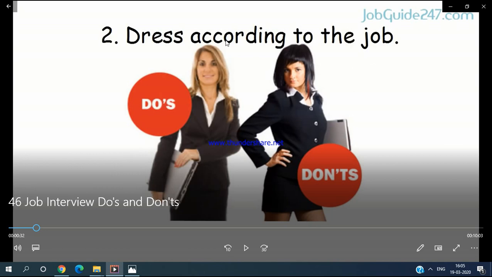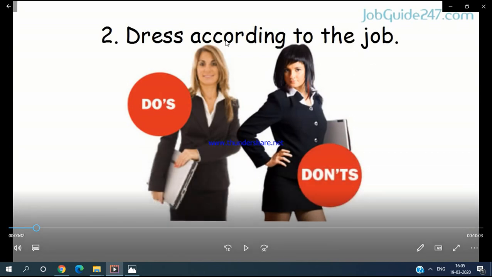Dress according to the job. So the second point is dress according to the job. As we already discussed in one very important previous lesson, that was related to dressing, formal dressing for the interview. So at that time we have to focus on the formal dressing.